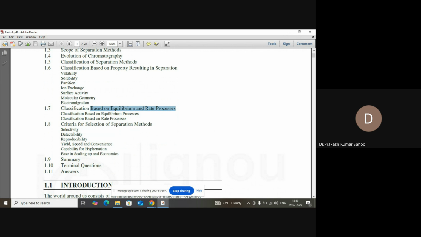Then we have criteria for selection of separation methods. So based on what property will we select the type of separation process or method which we are adopting to separate different components of a mixture. For this, we have selectivity, detectability, reproducibility, yield, speed and convenience, capability for hyphenation, ease in scaling, and economics. Then we have the summary part.